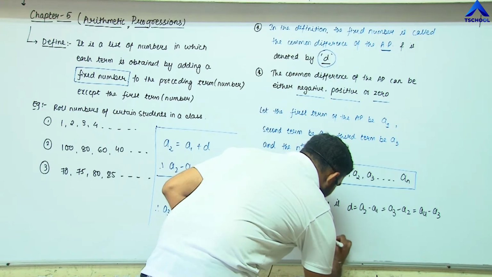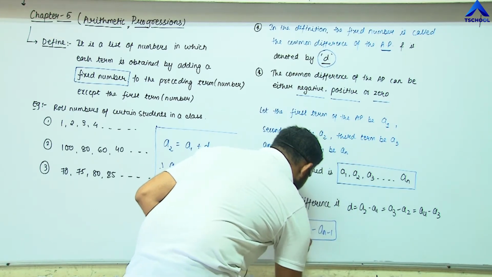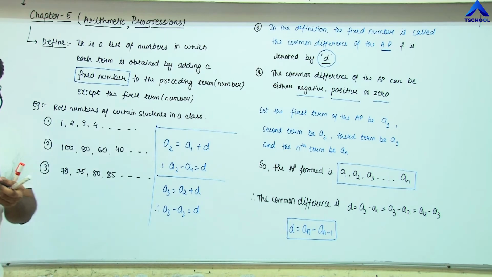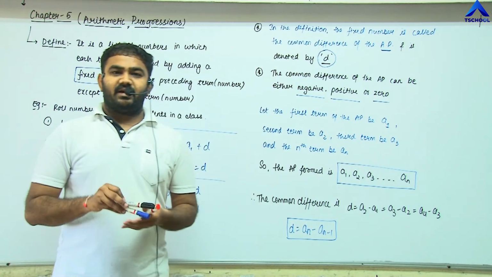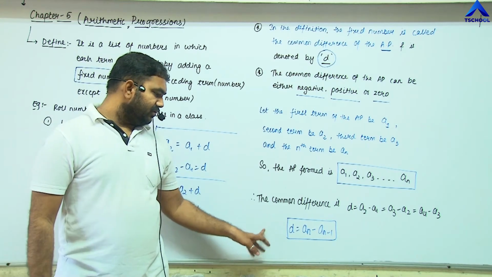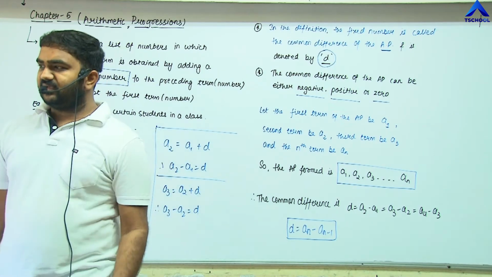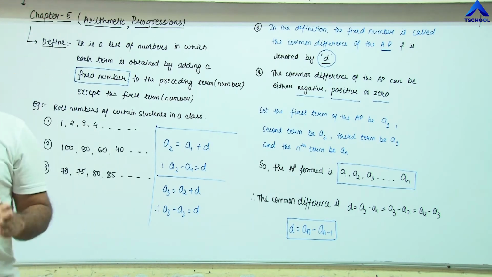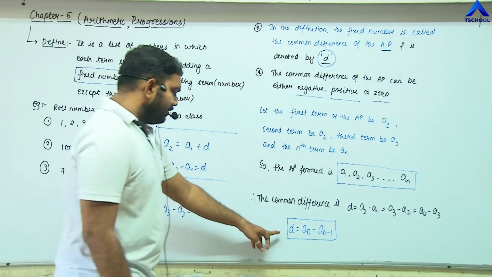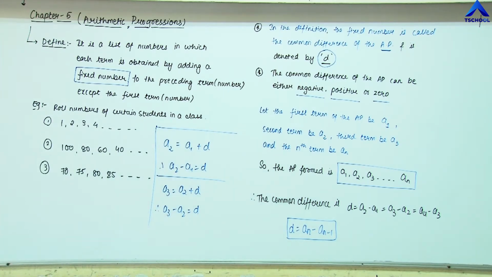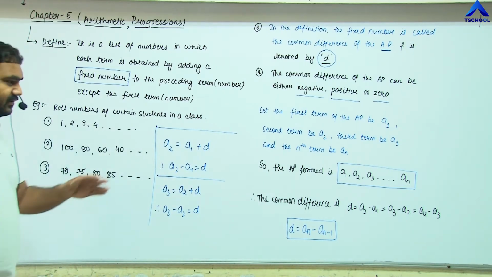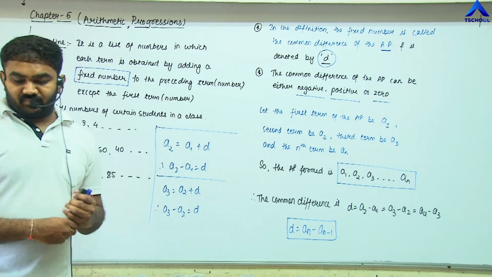an minus an minus 1, where an is the nth term, the general term, and an minus 1 is the n minus 1th term of the arithmetic progression. Is it clear? So the common difference can generally be written as an minus an minus 1. So that is the formula to find out the common difference of any arithmetic progression. Is it clear, friends? In this way we can find out the common difference.